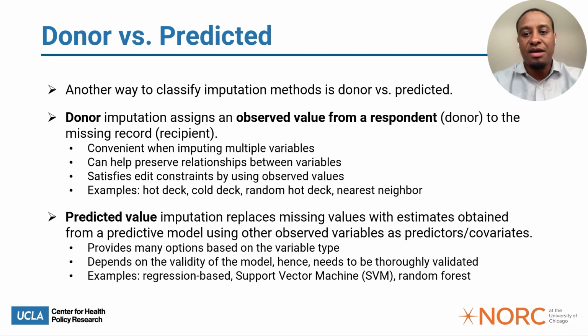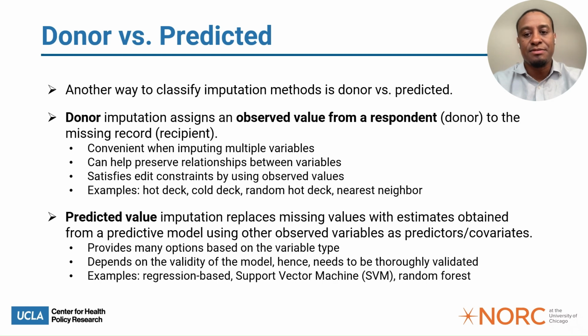Another way to classify imputation methods is by where the imputed value comes from. Donor imputation assigns an observed value from a similar record called the donor to the missing record called the recipient. Methods like hot deck fall into this category. The advantage of donor imputation is that the imputed values are guaranteed to be plausible because they were actually observed. It is also convenient when imputing multiple variables, since the donor can be used repeatedly.